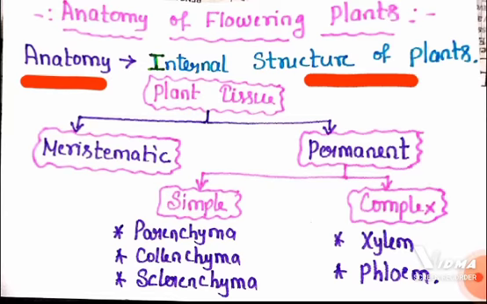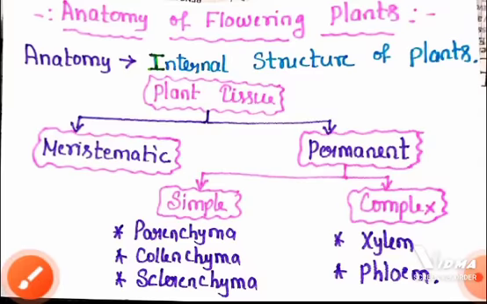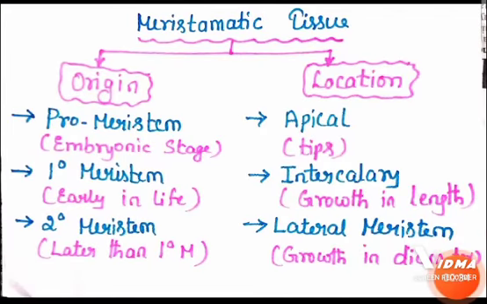So basically in this chapter we are going to study different plant tissues, and plant tissues are of two types, meristematic and permanent tissue. Let us learn each of these tissues. Meristematic tissue is a tissue that shows continuous cell division.